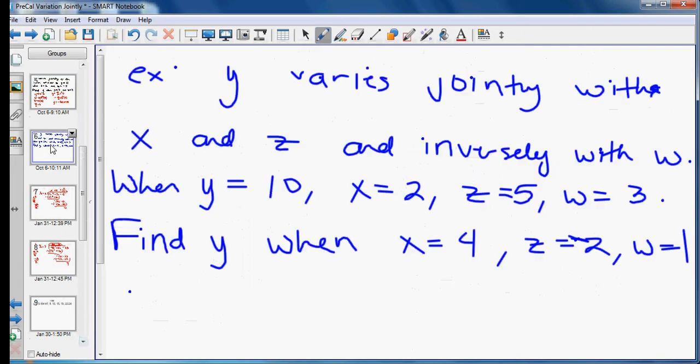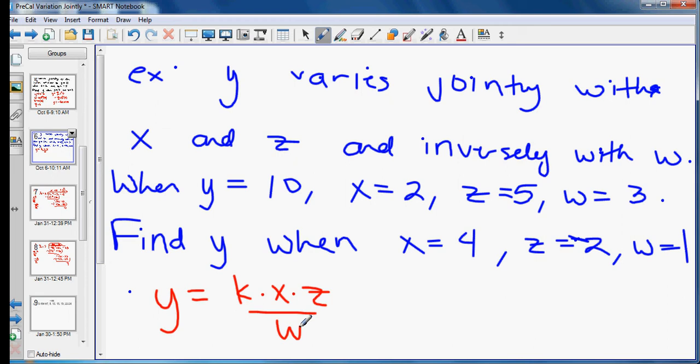Okay, final example. Y varies jointly with x and z and inversely with w. So this is where you have to remember which word means what. Jointly means we multiply. So I will have y equals k times x times z, because jointly means we multiply. And inversely with w. Inverse means we divide. So we divide by w. So jointly with x and z is why we multiply by x and z. Inversely with w is why we divide by w.